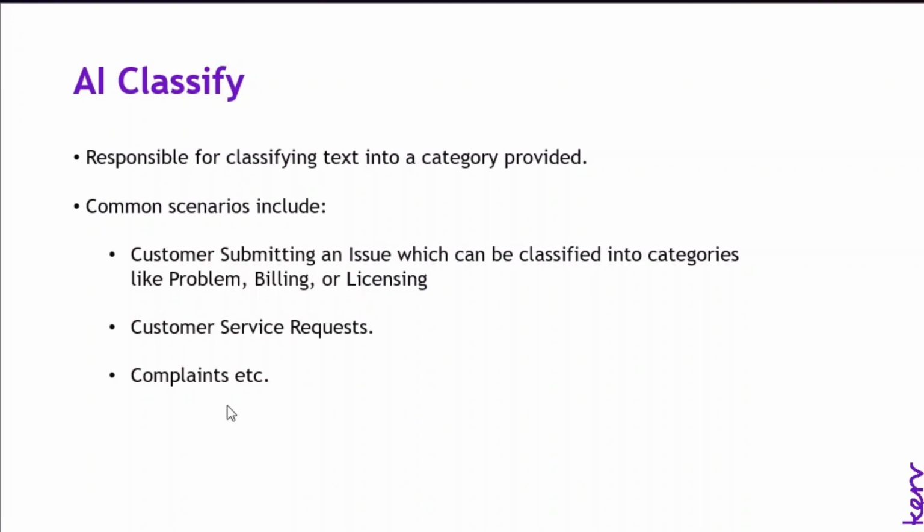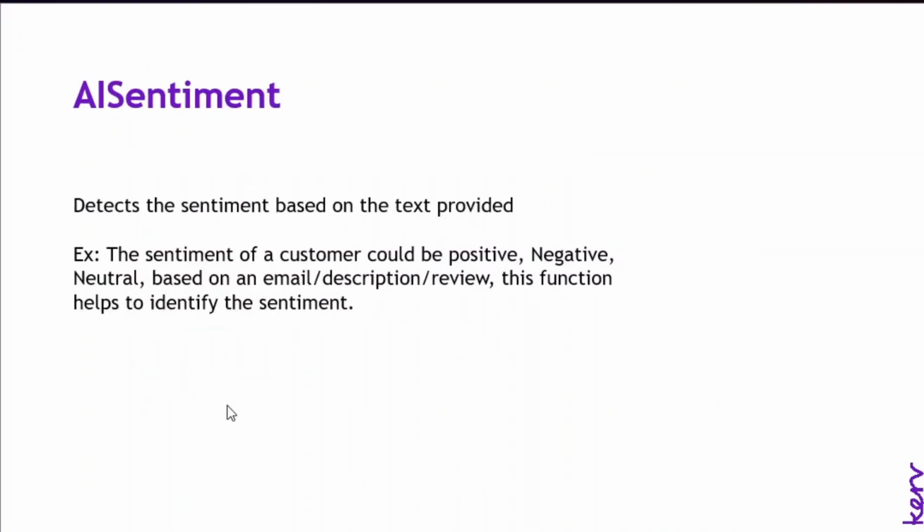The other one is sentiment analysis, basically the AI sentiment function. It detects the sentiment based on the text provided. For example, there is a customer who has reviewed our product and has expressed a very good review, or displeasure, or disagreement with what we are offering, and we want to analyze the sentiment of the customer based on their responses or their feedback, and then we can prioritize how we can address them based on their sentiment. The sentiment of a customer could be positive, negative, or neutral, and it can be based off an email, a description, or a review. Basically this function helps in identifying a particular sentiment.